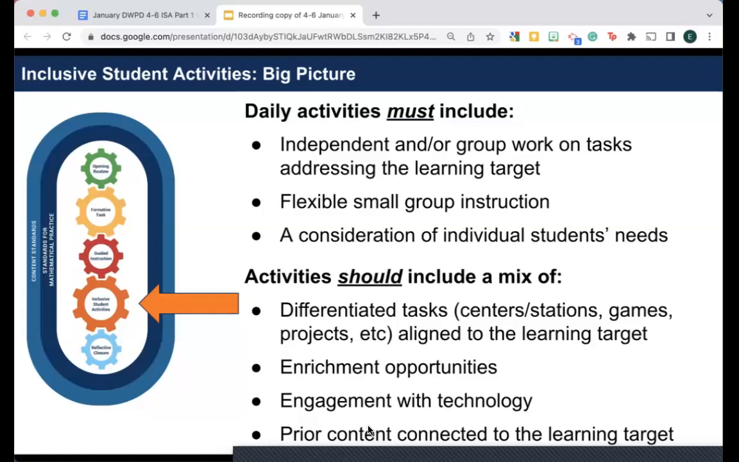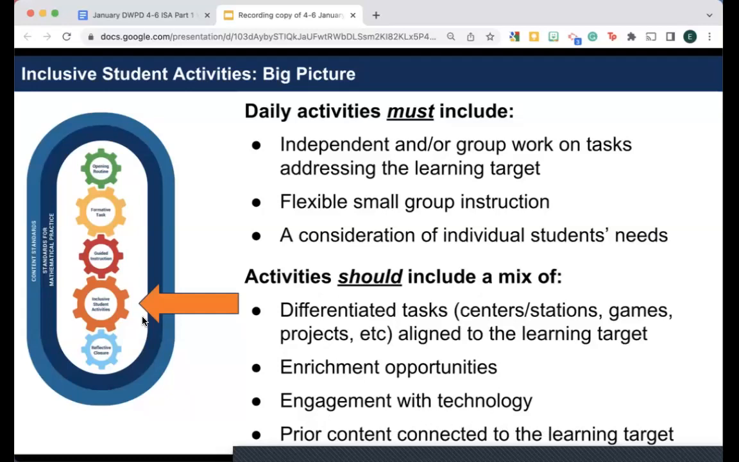What I mean by connected to the learning target is, let's say we're working on adding fractions with unlike denominators. Well, maybe my students don't understand the concept of an equivalent fraction. That's pretty important prerequisite knowledge. And so I can totally work on that right here. What I'm not going to want to work on is multiplying multi-digit whole numbers, because that's completely unrelated.